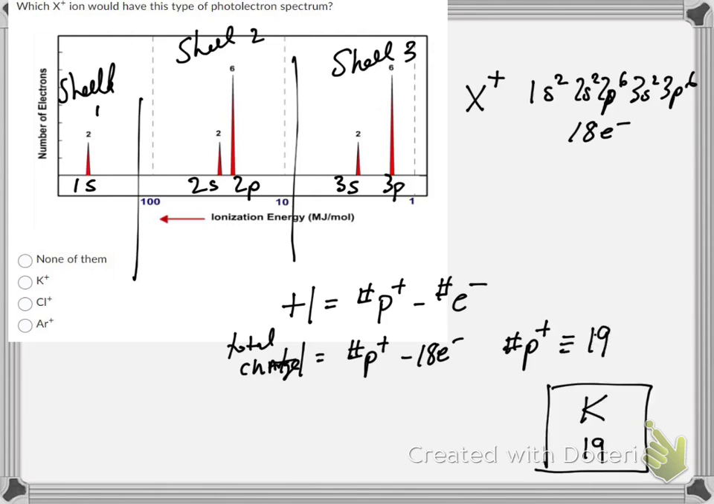We look at the periodic table, that would be potassium. So potassium would be the choice. K plus would have this electronic configuration.